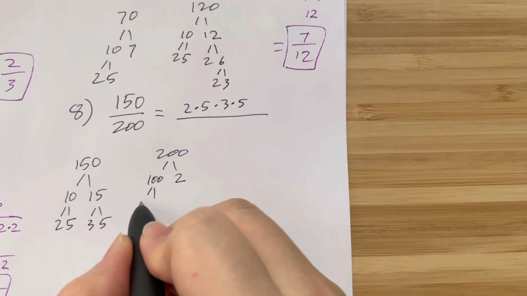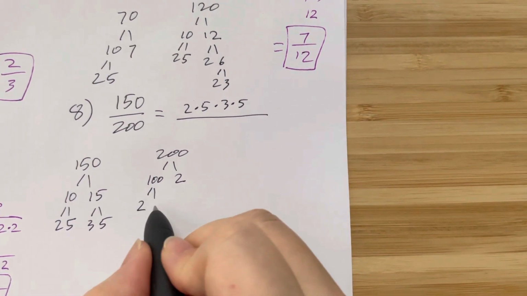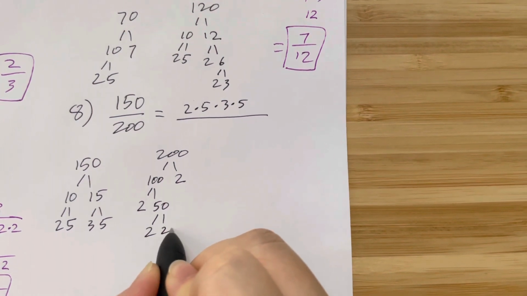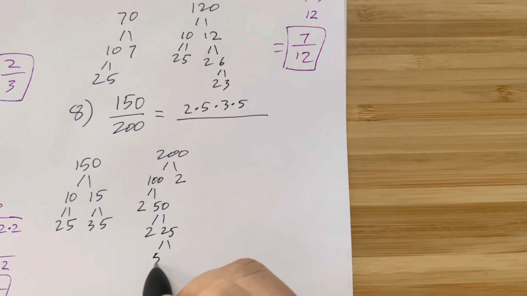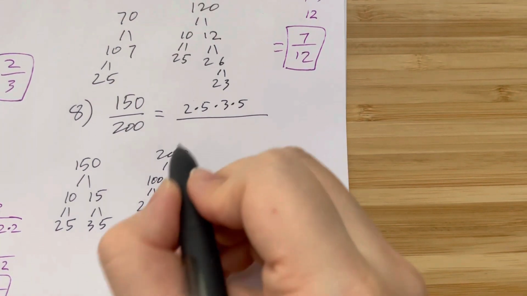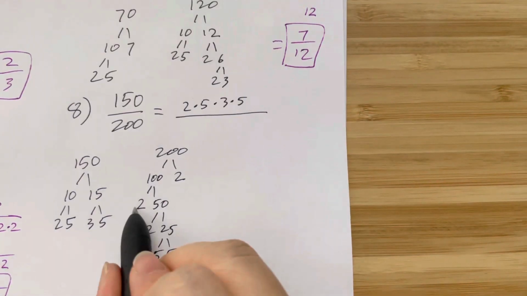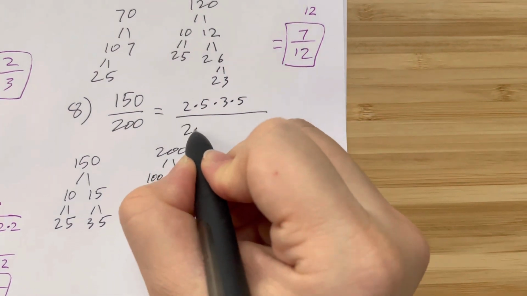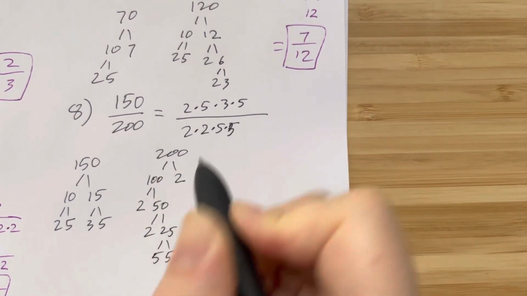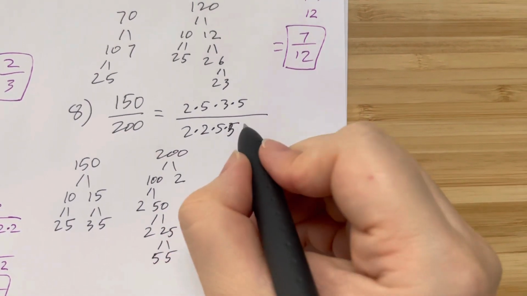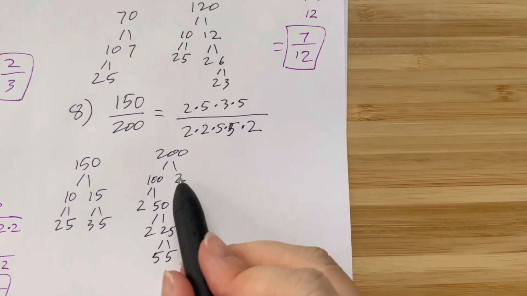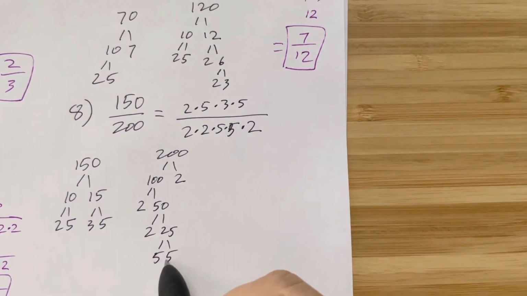So the 2 is a prime already. For 100, we have 2 and a 50. 50 is 2 and 25. 25 is a 5 and a 5. So we have 2 times 2 times 5 times 5, and then we also have this 2. Right, so it'll be 1, 2, 3 on top and 1, 2, 3, 4 on the bottom.